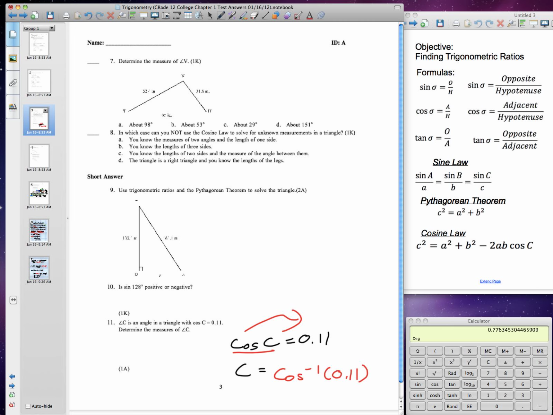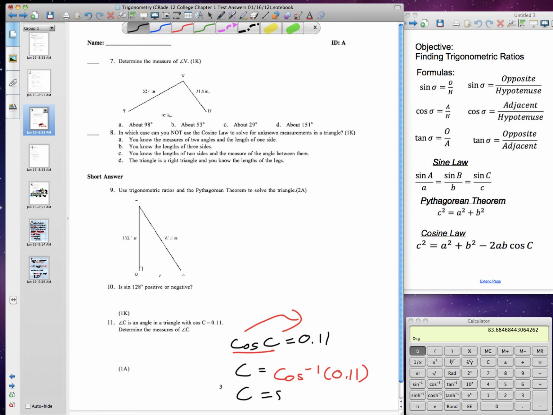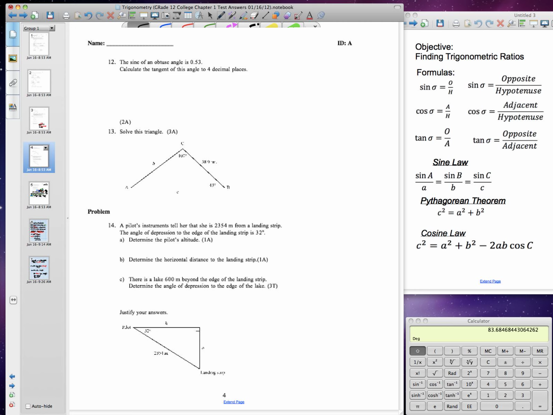Okay, question 14. Question 14 is a word problem. It says a pilot's instruments tell her that she is 2,354 meters from a landing strip. The angle of depression to the edge of the landing strip is 32 degrees. So here's our landing strip. Here's the pilot. This is the angle of depression. This is our distance. The very first question is asking us for the altitude. They've already labeled it as A for us.